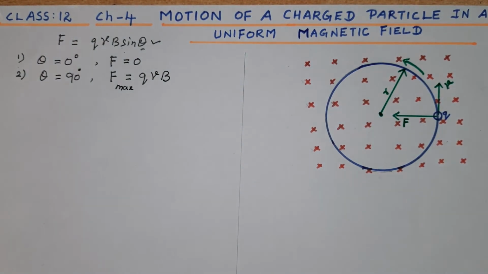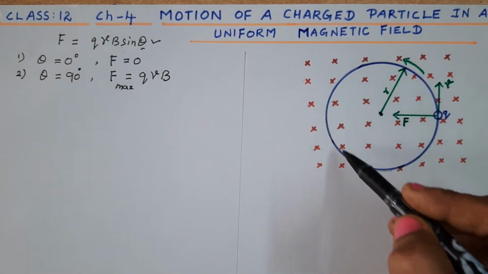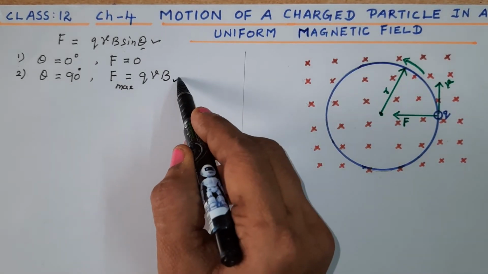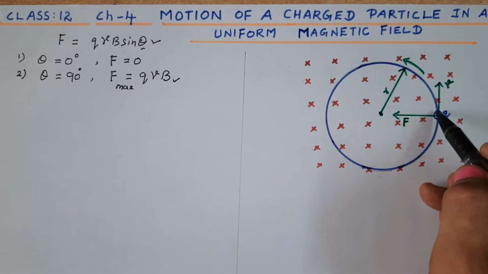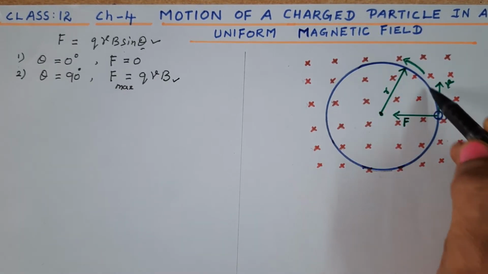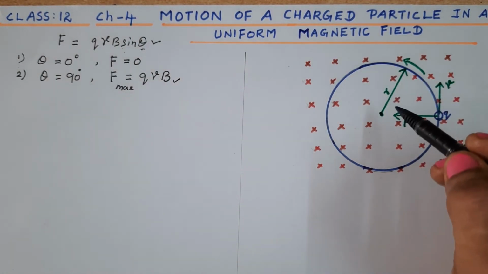And we can also say that this force will continuously deflect the particle in the circular path as shown in the diagram. The force experienced by the particle, given by QVB, the maximum force, deflects the particle continuously in this circular orbit. And this magnetic force provides the necessary centripetal force.